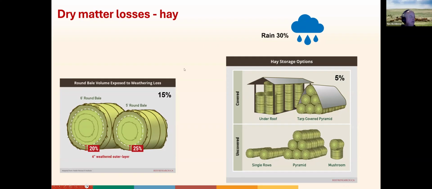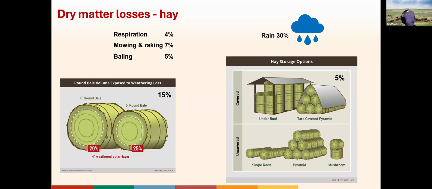If you look at the amount of losses that take place during harvest, when you cut the plant, those cells don't stop metabolizing immediately. So they'll lose a certain amount of the dry matter, digestible dry matter, through respiration. Mowing and raking of dry hay will result in a further reduction of about 7%.